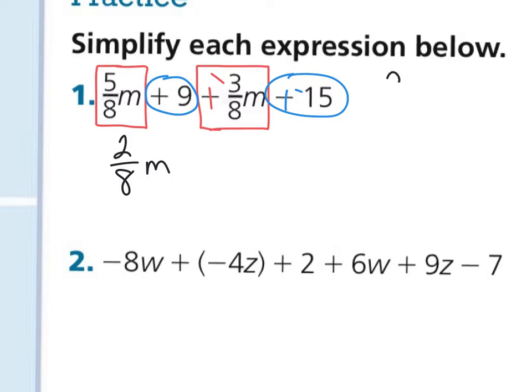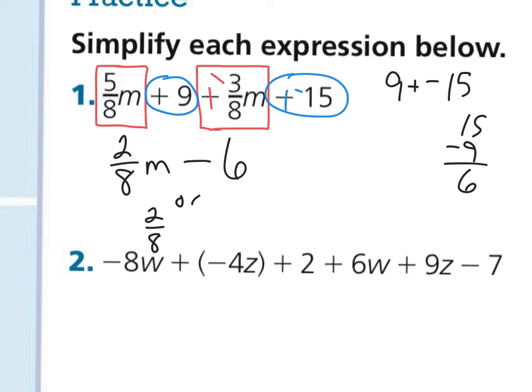So this is like 9 plus -15. Those are different signs, so they're working against each other, and we have more negatives. So you could say they're -6, or you could say plus -6.